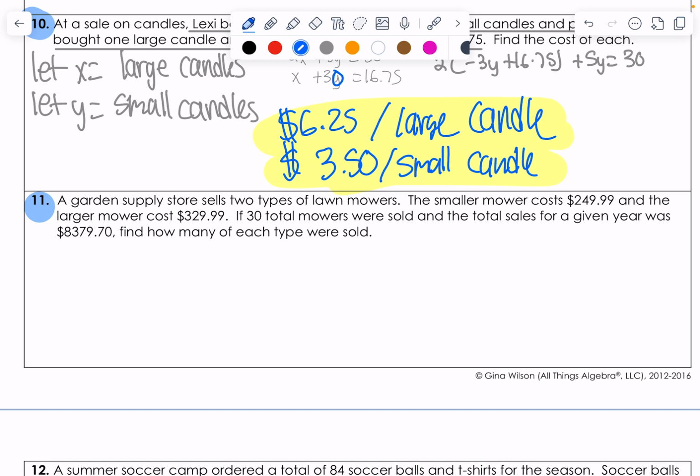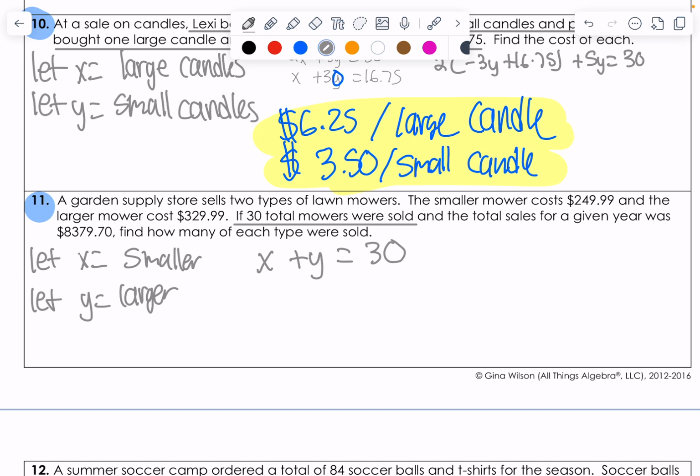So we, again, have 2 main ideas here. We have smaller lawnmowers and we have bigger lawnmowers. So pick your favorite and we'll say let x equal that one. I'm going to pick smaller lawnmowers. That might be easier. And then we'll also let y be our larger lawnmowers. Well, how many total lawnmowers did they sell? They told me they sold 30 total lawnmowers, so x plus y has to be 30.